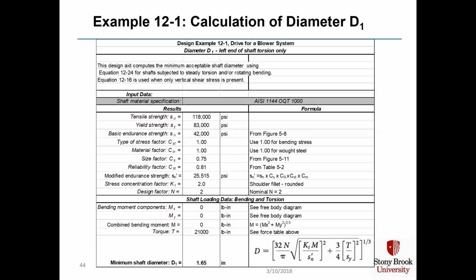And here's our spreadsheet snippet for calculating diameter D1. You can see all of the constants are dialed in now to the spreadsheet, that the moments X and Y are 0 at the free end of the shaft A. Therefore, the only value we have to consider is the 21,000 inch-pounds of torque.